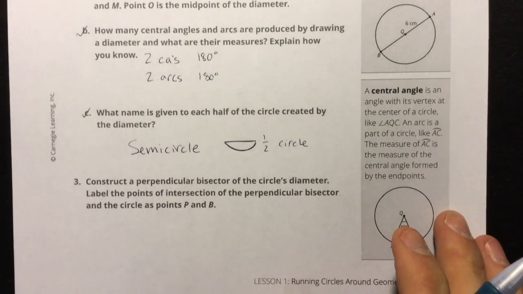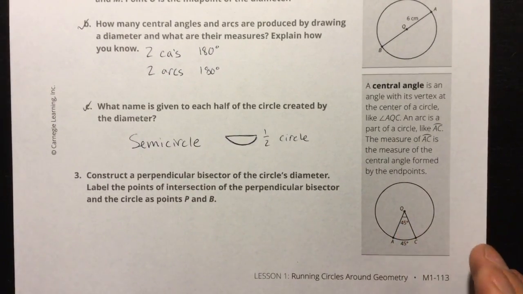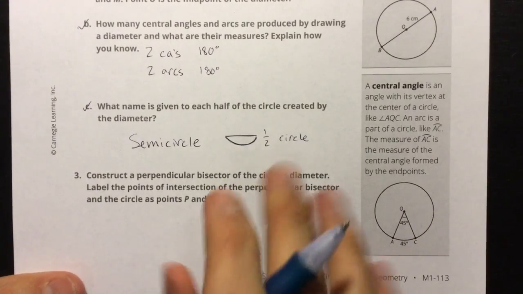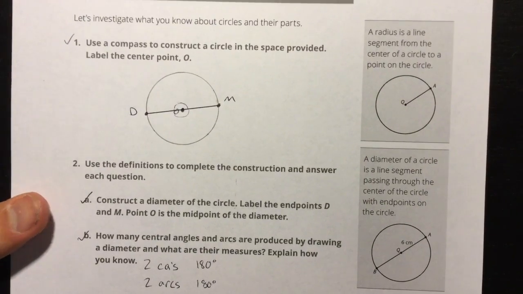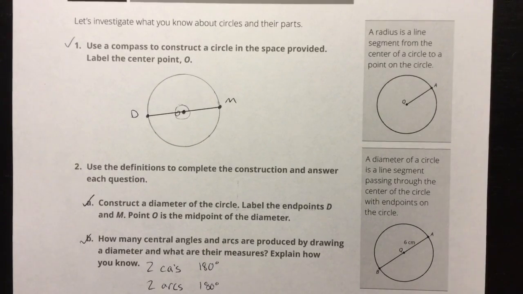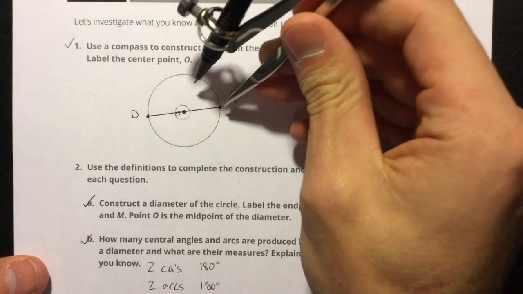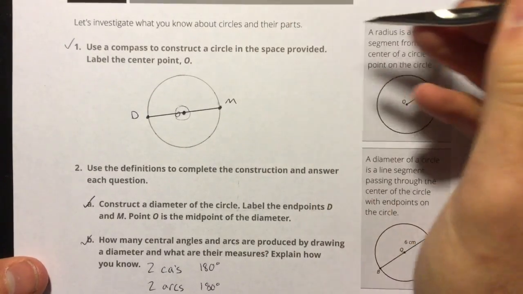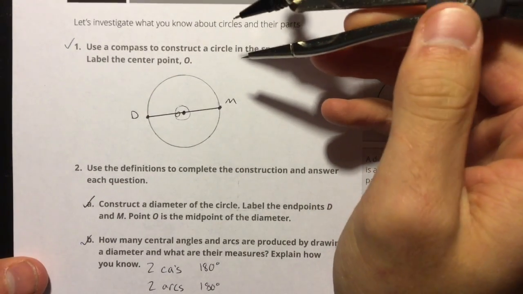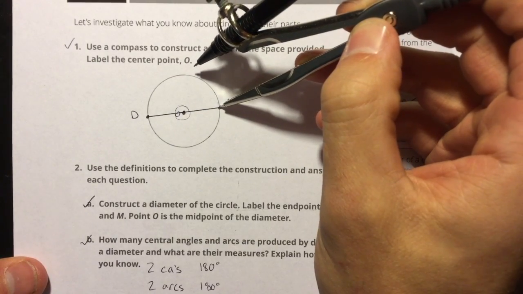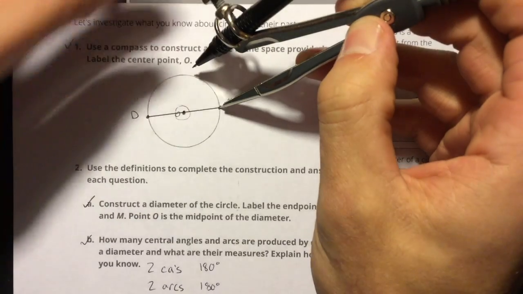Number 3 says construct a perpendicular bisector of the circle's diameter. Label the points of intersection of the perpendicular bisector and the circle as points P and B. Okay, so I'm going to go back up here to my original drawing. I'm going to construct perpendicular bisectors. This is where you're going to want a compass as well. Remember, when we're doing perpendicular bisectors, for the line segment that we want to bisect, we're going to go to both endpoints, one endpoint at a time. We will end up doing both.